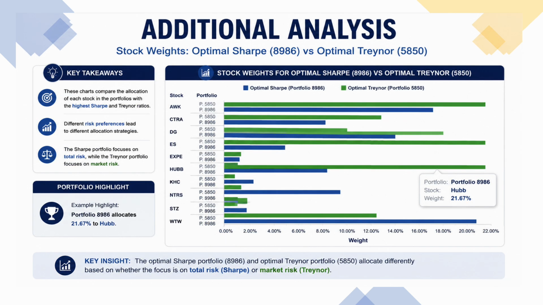This chart compares the stock allocations of the two highest performing portfolios. Although both portfolios ranked at the top of the simulation, their weight distributions are noticeably different. Portfolio 8986 allocated larger weights to stocks that improved overall diversification and reduced volatility. Portfolio 5850 allocated more weight towards stocks that improved market risk adjusted performance. This comparison demonstrates that portfolio construction matters just as much as stock selection. Two portfolios can contain the same securities but produce very different results depending on how the weights are assigned.